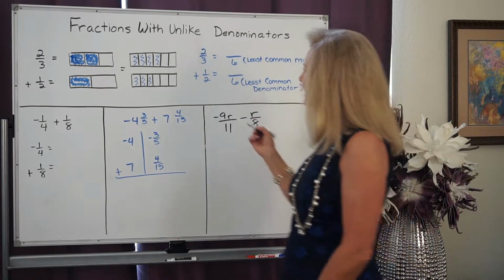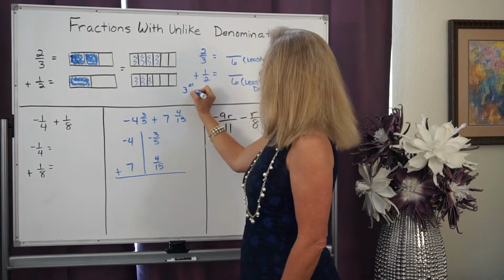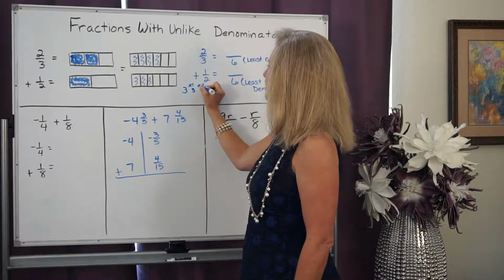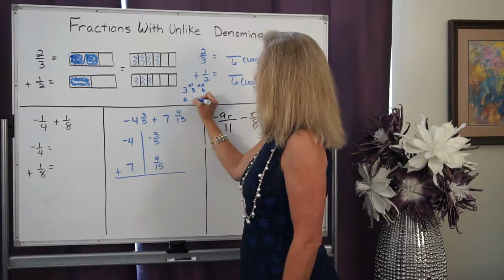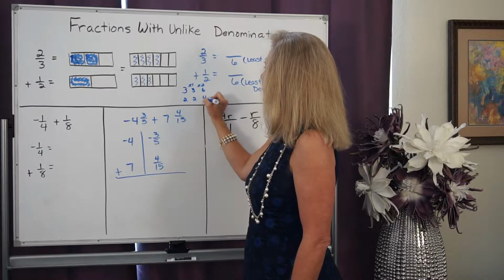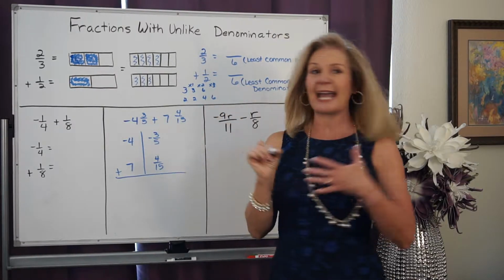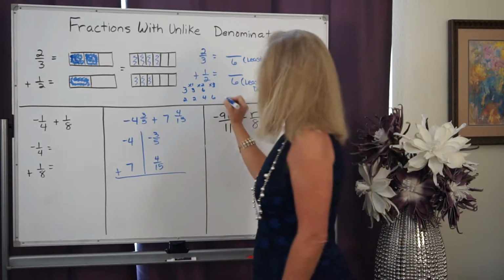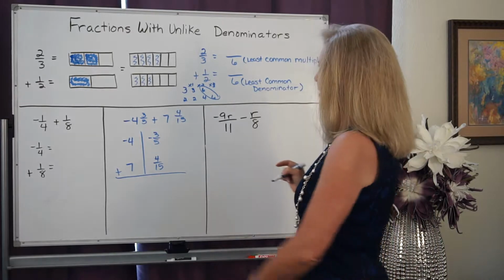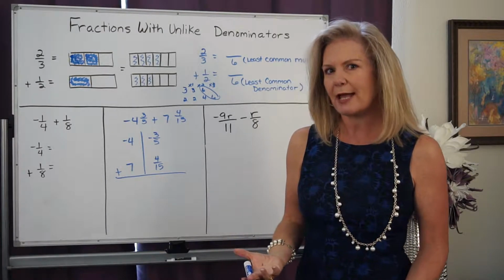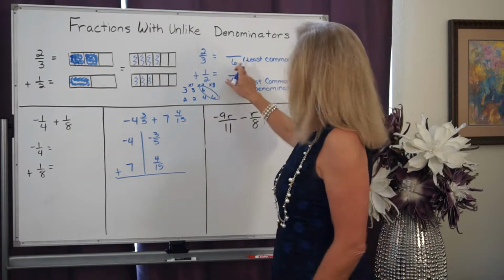So if we take 3 and we find its multiples, I can do 3 times 1 is 3, 3 times 2 is 6. And if I take 2 and I look at its multiples, 2 times 1 is 2, 2 times 2 is 4, 2 times 3 is 6. Well, as soon as I get the common multiple of 6, that can become my least common denominator. So that means I need to multiply those denominators in order to get up to that least common denominator.